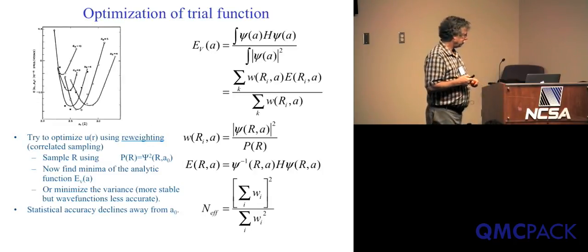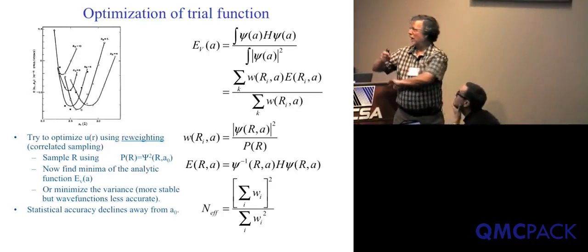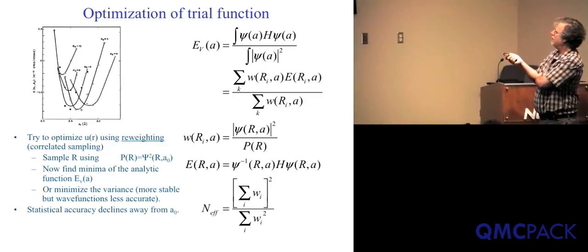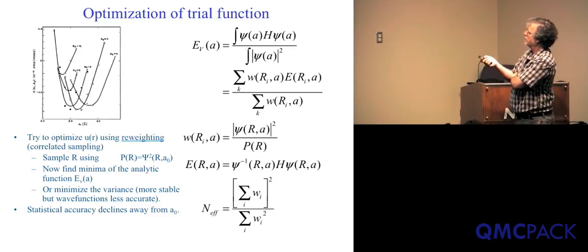Now, here is taken from McMillan's paper, the optimization that he did for his trial wave function. So this is his variational parameter, and this is his energy. This is the simplest possible way to optimize things. You just vary the variational parameters, you fit it with a curve, and then you say, this is the best wave function you can get for helium.